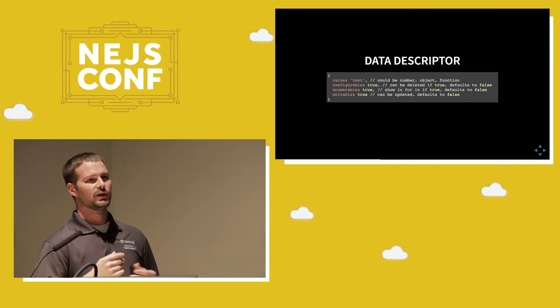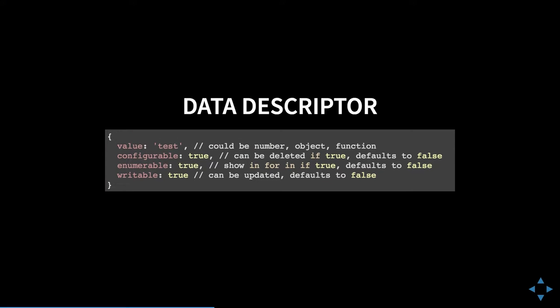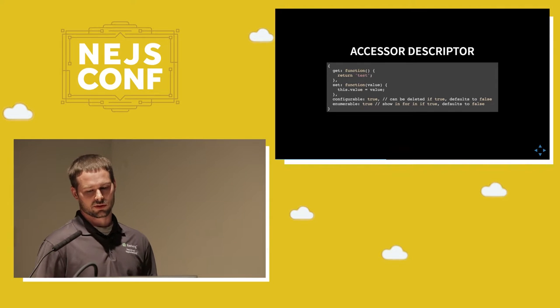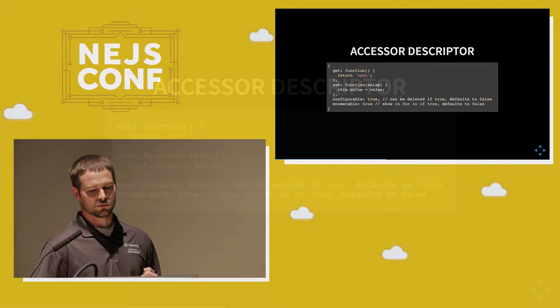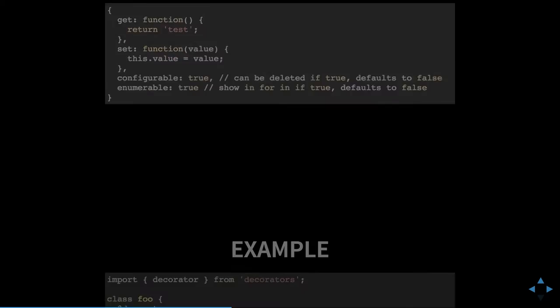The data descriptor, really simply, is just an object that defines a property, a number, an object, a function, or whatever. So the data descriptor for a string of test would have a value of test, and then it has three different optional booleans on it that describe whether or not it can be deleted, updated, or enumerated. Similarly, an accessor descriptor allows you to define a getter and or a setter, as well as define whether or not it's configurable or enumerable. So what does that mean in decorators?